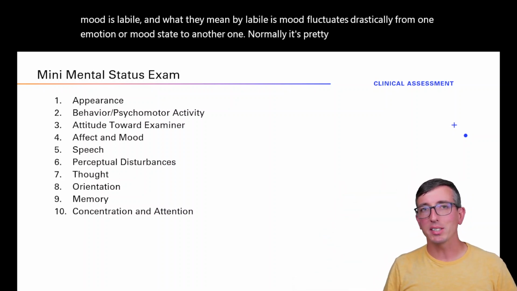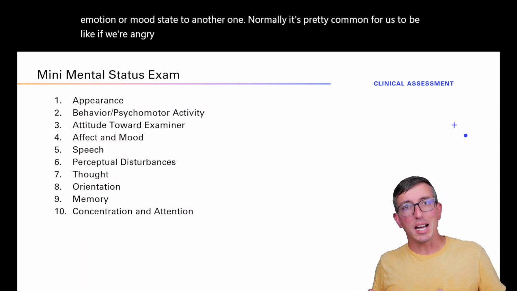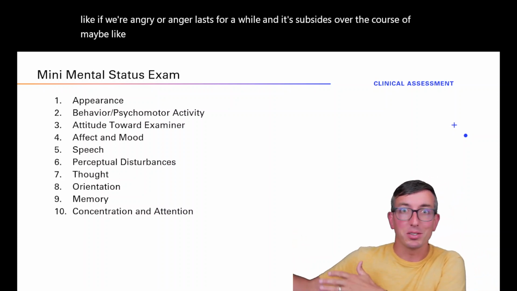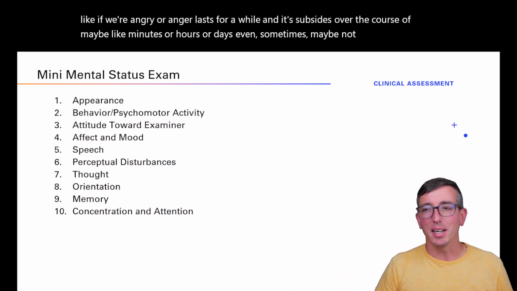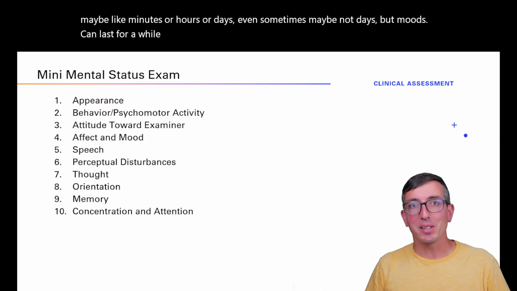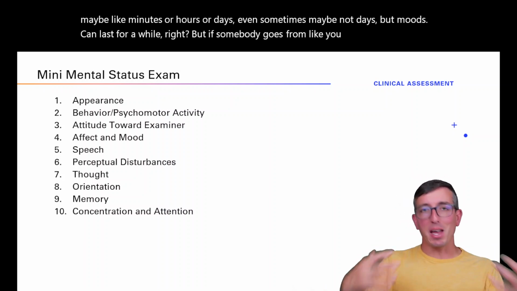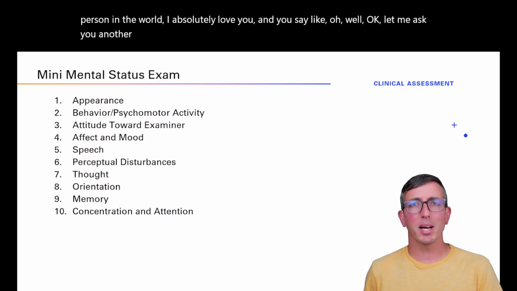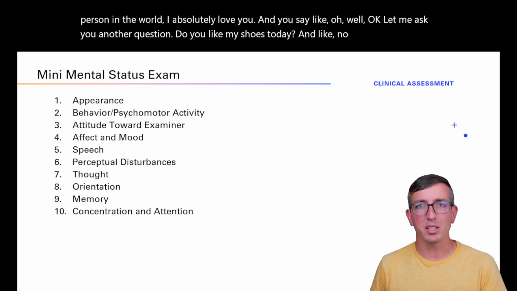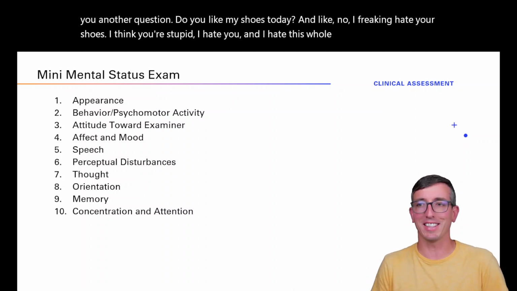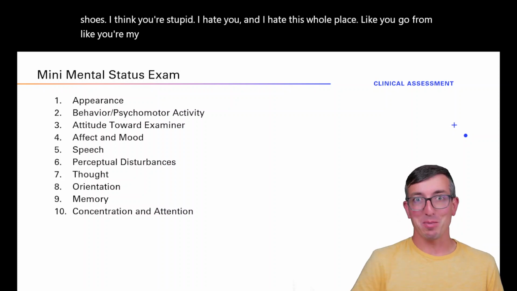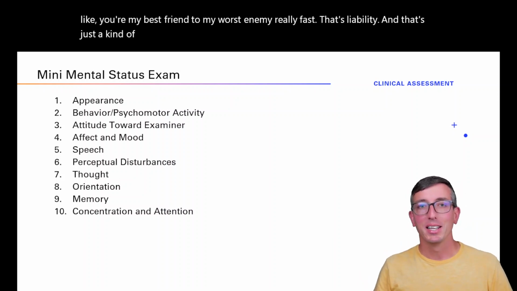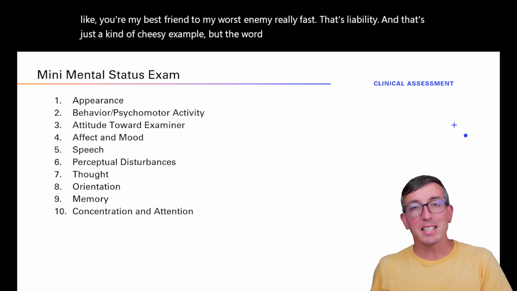Normally, if we're angry, our anger lasts for a while and subsides over the course of maybe minutes or hours. Maybe not days, but moods can last for a while, right? But if somebody goes from, oh, you are my favorite person in the world, I absolutely love you, and you say, okay, let me ask you another question, do you like my shoes today? And they say, no, I hate your shoes. I think you're stupid. I hate you and I hate this whole place. You go from best friend to worst enemy really fast. That's lability.